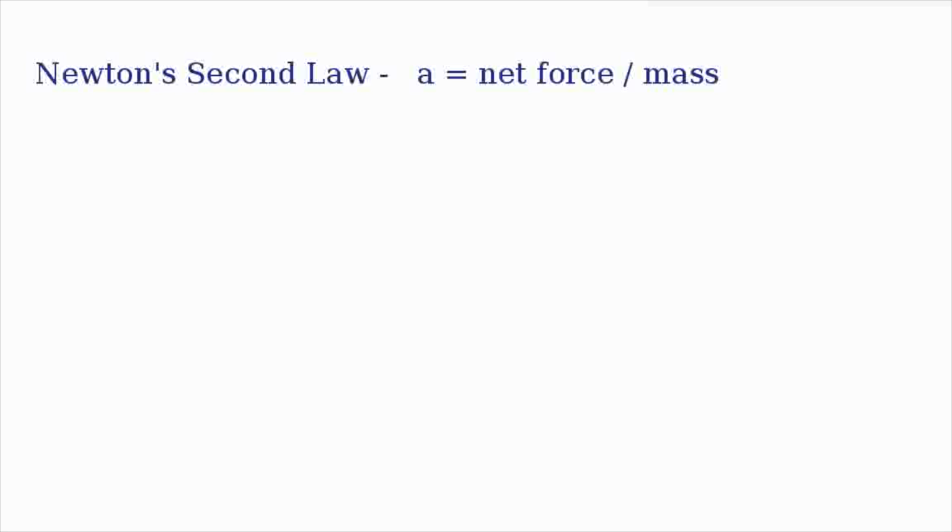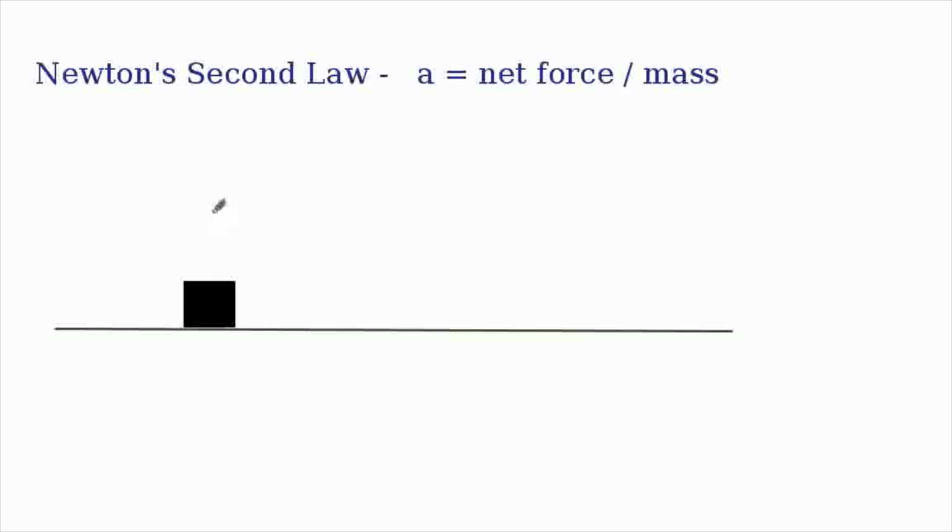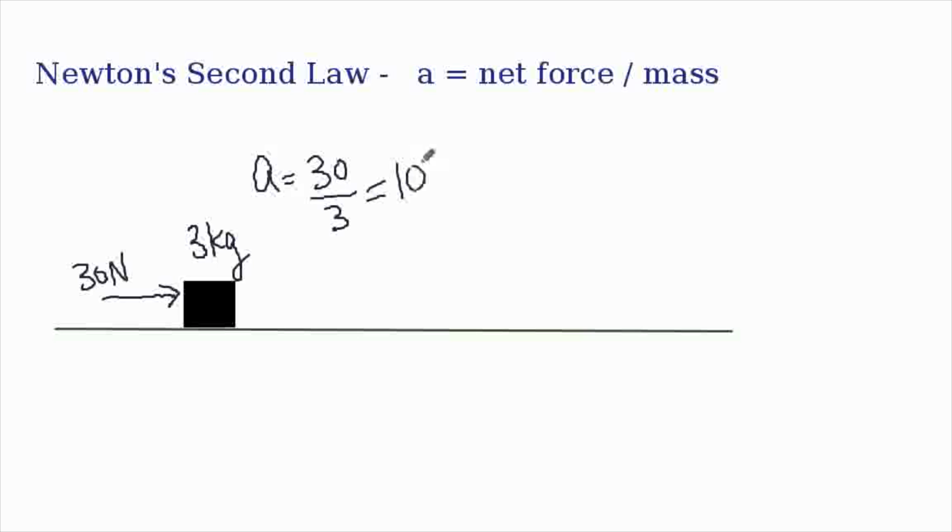All right, so suppose we apply, let's push a couple of objects across a frozen lake, and I'm going to make it a frozen lake so that we don't have to worry about friction. So I'm going to push a small box. Let's say that this box is 3 kilograms, and I'm going to push it with 30 newtons. In order to find the acceleration, I would say the net force is 30 newtons divided by the mass, which is 3. So I have a 10 meter per second squared acceleration.